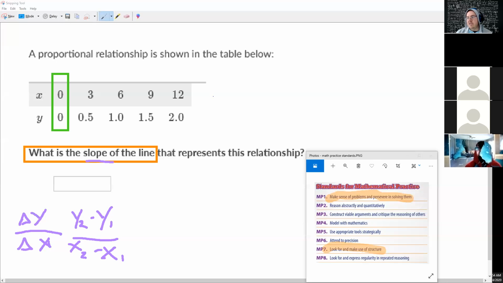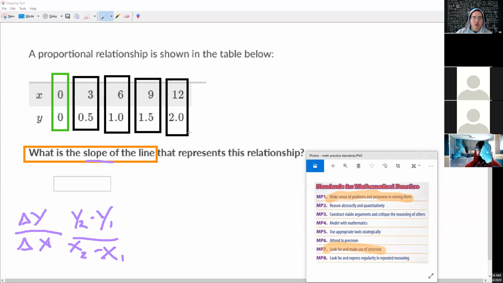So to the person that asked this, I'll ask everybody, but this person in particular, what would you rather choose? Look at all of these XY pairs that we were given. We can use 3, 0.5, 6 and 1, 9 and 1.5, or 12 and 2. Would we rather use one that has decimals or use one that has whole numbers? What do you think? What do we want to use? I'm pretty sure everyone in chat will be saying I'd rather use whole numbers. Yeah, me too.